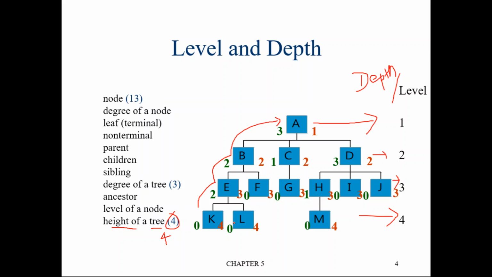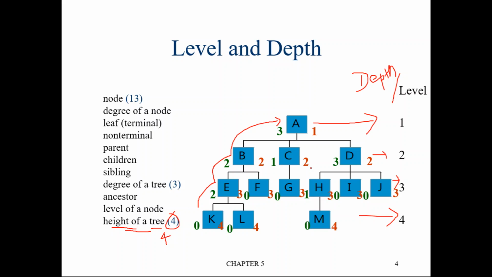Similarly, for height, from any particular node, from a given leaf node to reach that node, how many links you have to pass through, plus 1, that is the height of the node as per the textbook. And the longest path from the leaf node to the root node, plus 1, is the height of the tree.